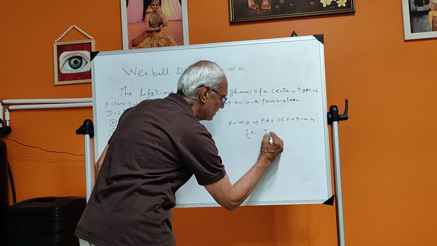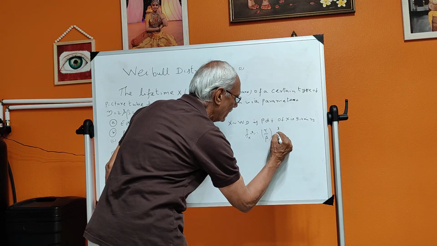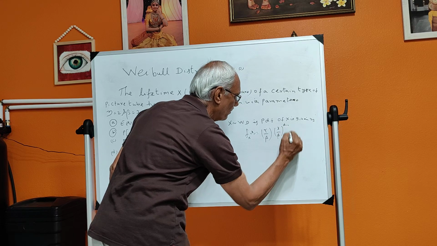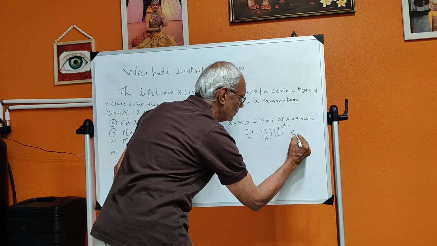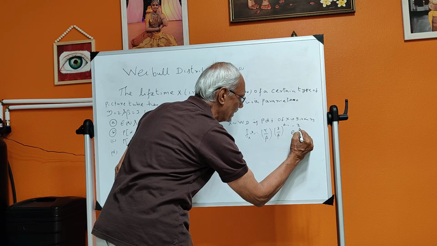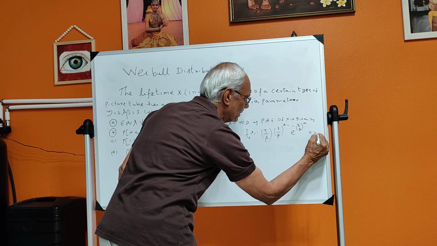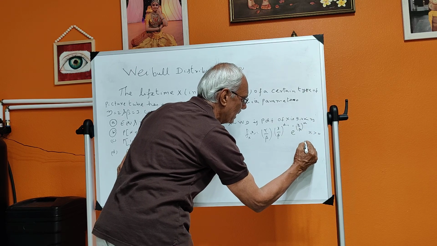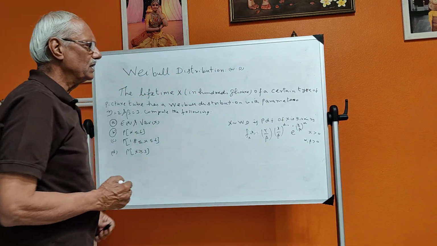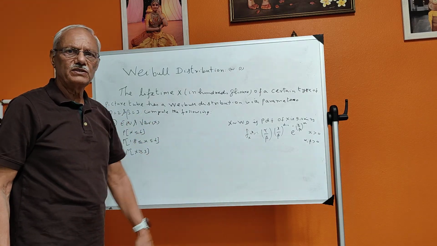alpha by beta into (x by beta) to the power of alpha minus 1 into e to the power of minus (x by beta) to the power of alpha, with x greater than 0 and alpha, beta greater than 0. This is the probability density function of a Weibull distribution.